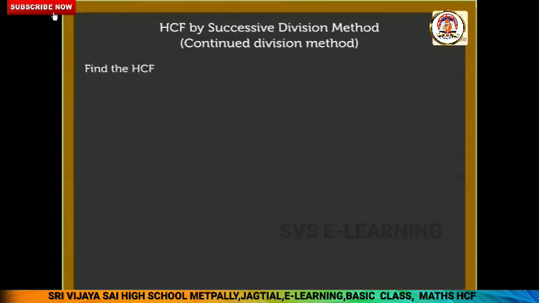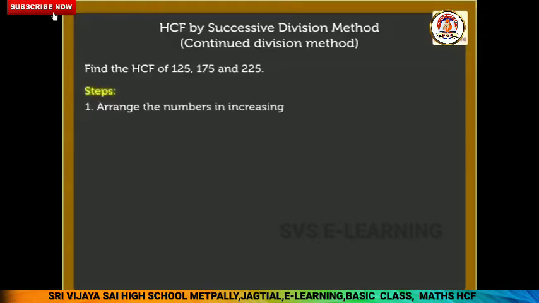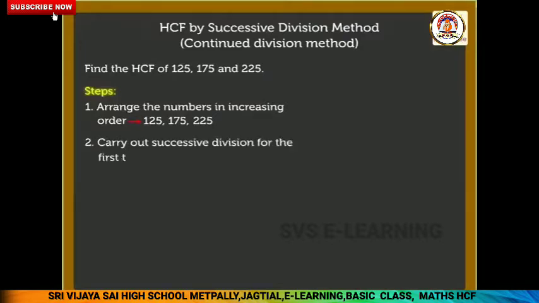Find the HCF of 125, 175 and 225. Step 1. Arrange the numbers in increasing order. Here, the numbers are already arranged in the increasing order. Step 2. Carry out successive division for the first two numbers and find their HCF.